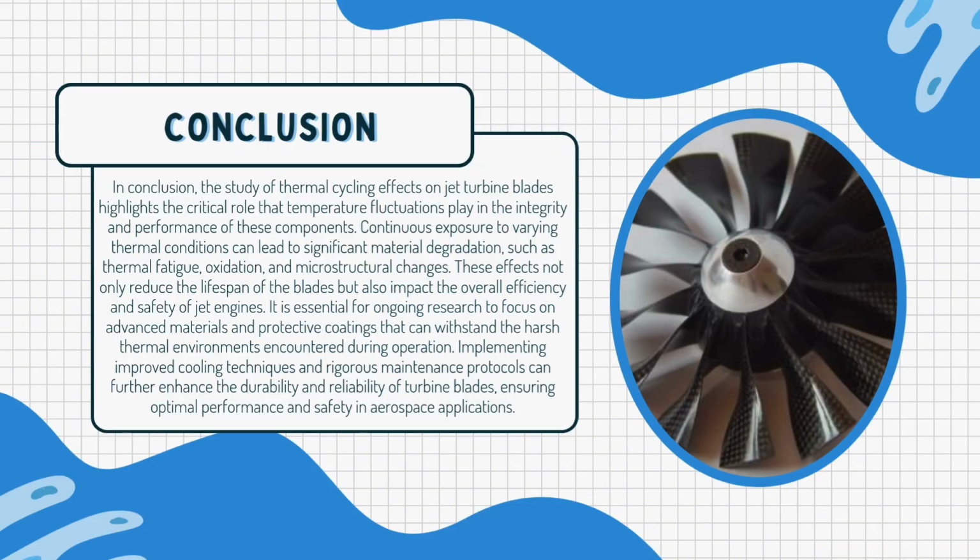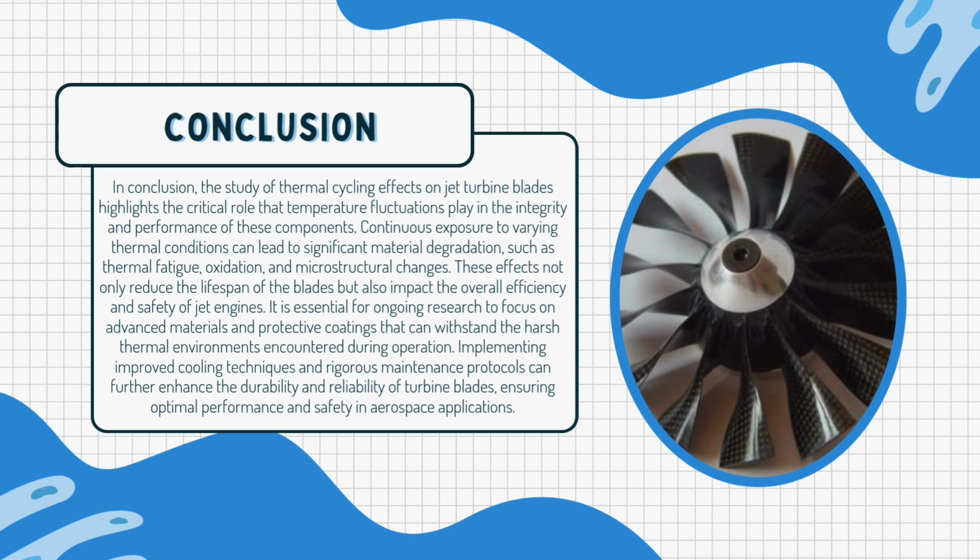In conclusion, the study of thermocyclic effects on jet turbine blades highlights the critical role that temperature fluctuations play in the integrity and performance of this component. Continuous exposure to varying thermal conditions can lead to significant material degradation such as thermal fatigue, oxidation, and microstructural changes. These effects not only reduce the lifespan of the blades but also impact the overall efficiency and safety of jet engines.